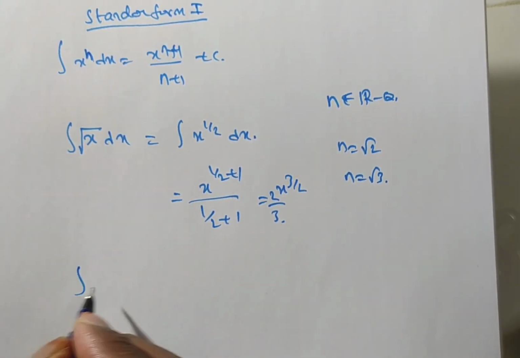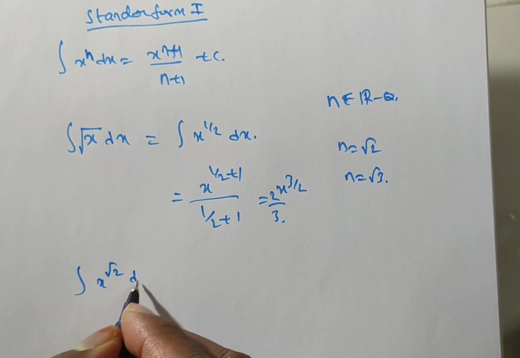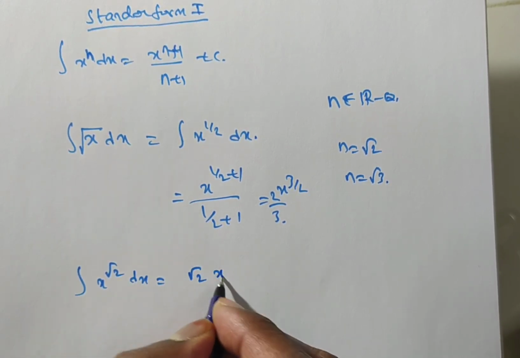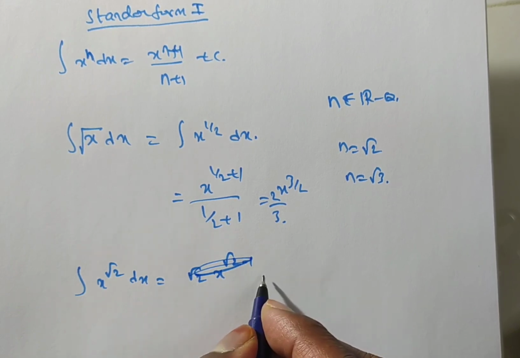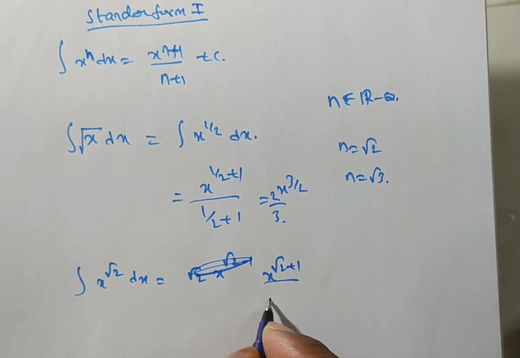Next, the integral of x to the power of root 2 dx, if they are given. What is this here? Sorry, this is integration we have to do. x to the power of root 2 plus 1, divided by root 2 plus 1, plus c.